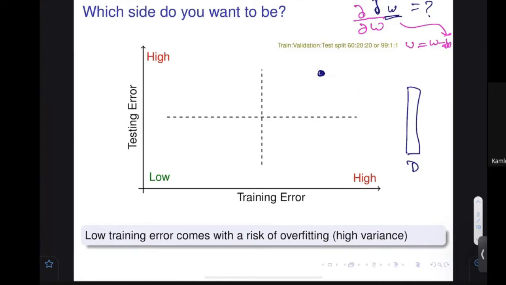So what are the possibilities? The possibilities are that you either go in this particular direction, or this particular direction. Okay, so can I ask, is it possible to go in this particular direction?